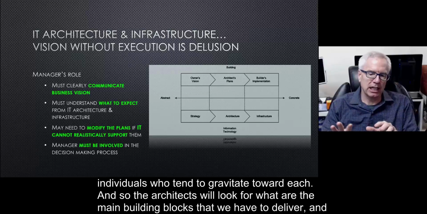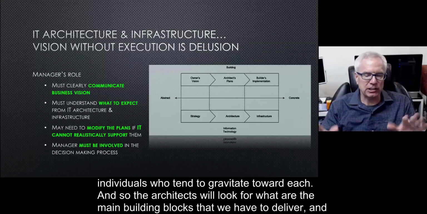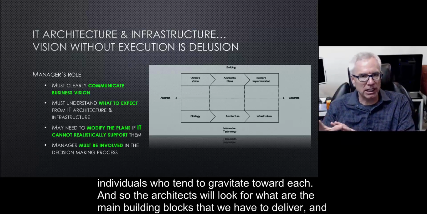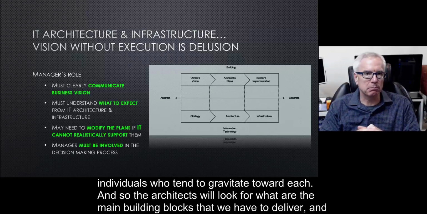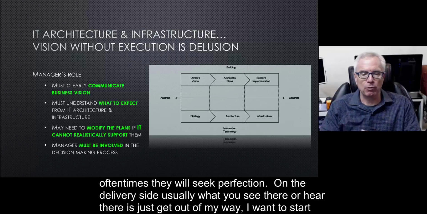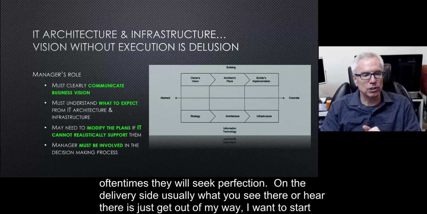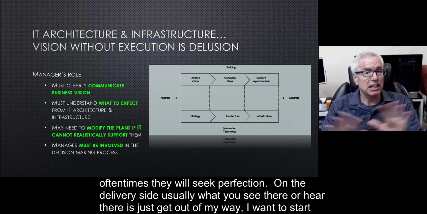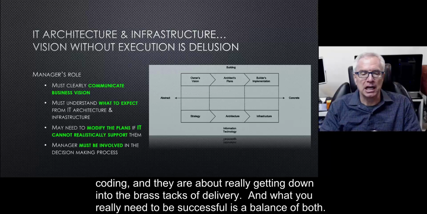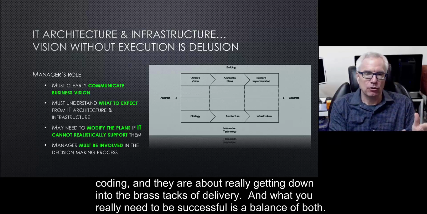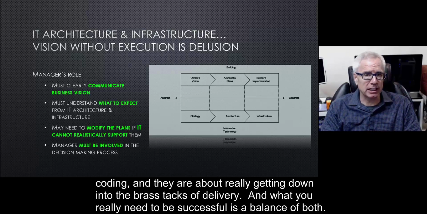You have individuals who tend to gravitate toward each, and so the architects will look for what are the main building blocks that we have to deliver, and oftentimes they will seek perfection. On the delivery side, usually what you hear there is just get out of my way, I want to start coding, and they are about really getting down into the brass tacks of delivery. And what you really need to be successful is a balance of both.